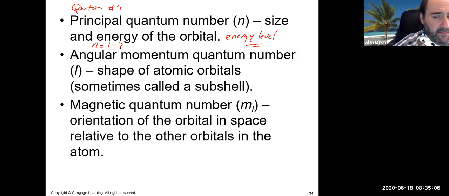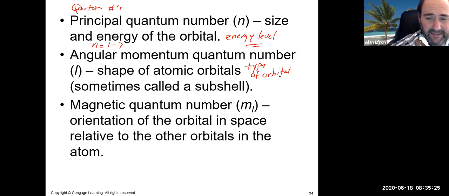The next quantum number is the angular momentum quantum number, and that is abbreviated with an L. And L gives the shape of the atomic orbitals. So L also tells you basically what type of orbital you're dealing with, for lack of a better description.